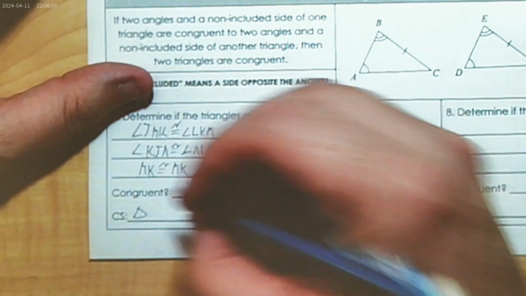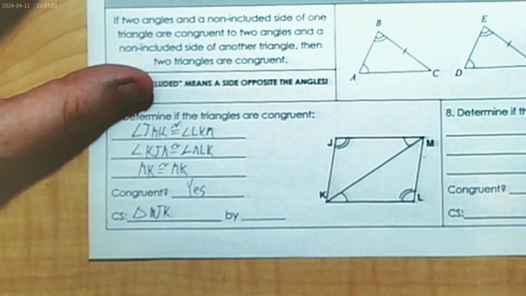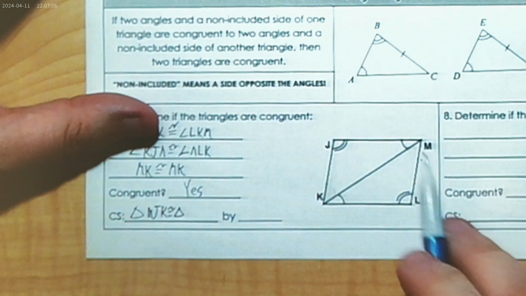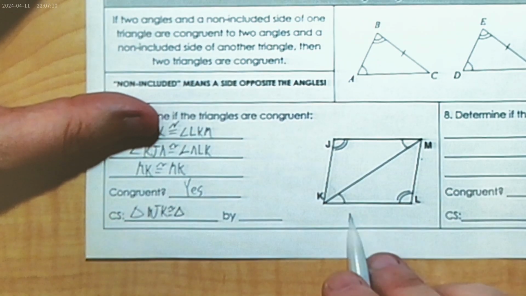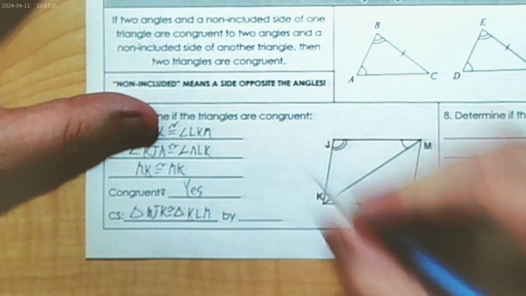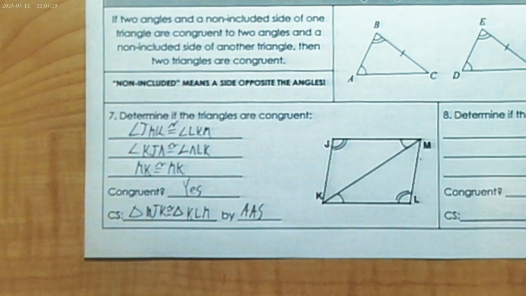I'm going to say MJK. There we go. Is congruent to triangle, and I'm just going to go angle 1, angle 2, nothing, to KLM. Triangle KLM by angle, angle, side. And there we go.